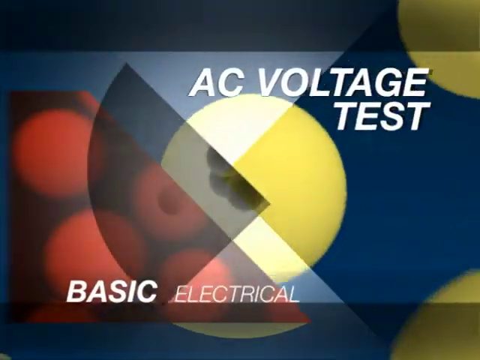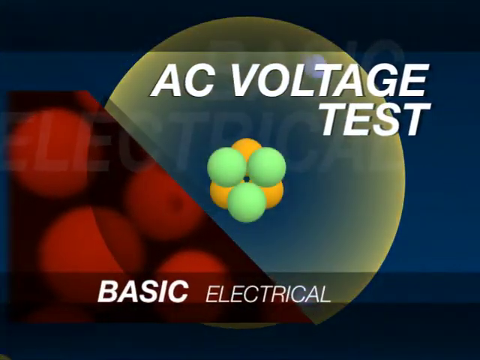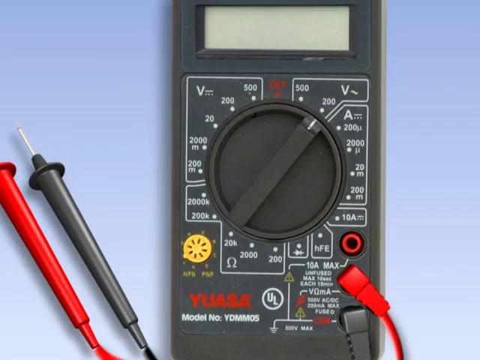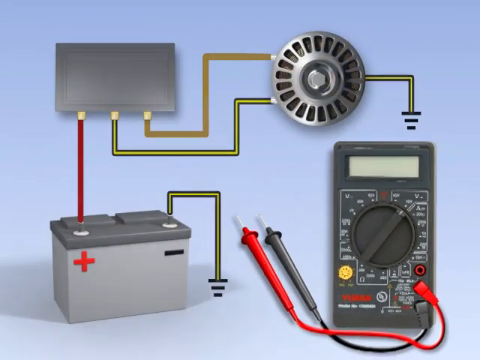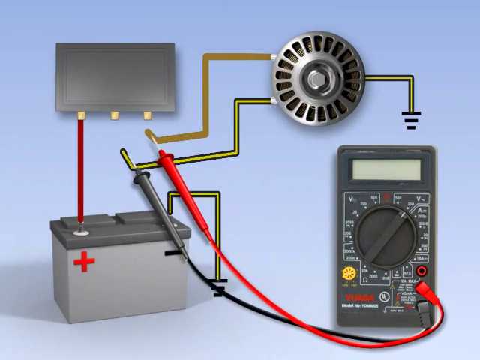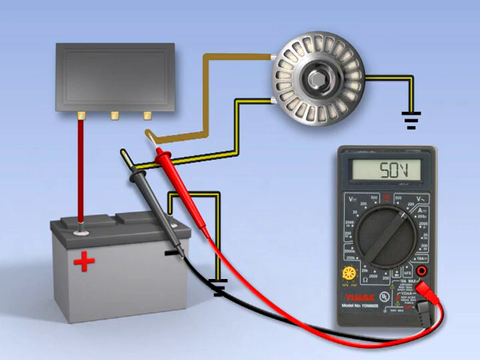To test the voltage output of an AC component like an alternator, turn the selection switch on the multimeter to the AC setting, choosing a range just above the maximum voltage output of the component. Now, use the procedure in the service manual to connect the meter's test leads to the component's output wires. Start the vehicle, then compare the reading on the meter to the specifications.